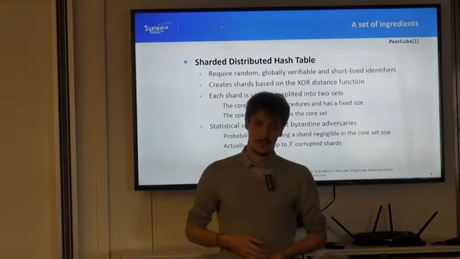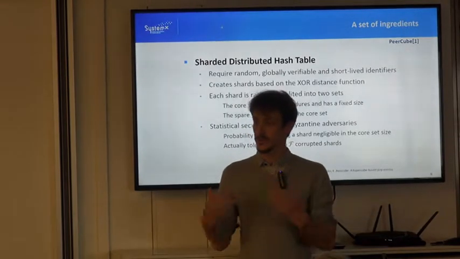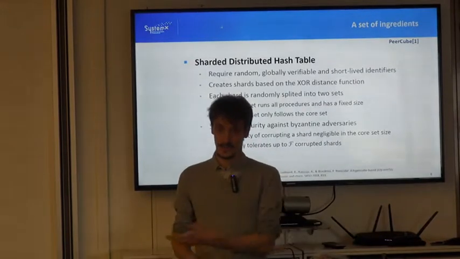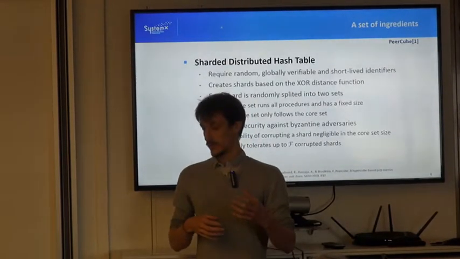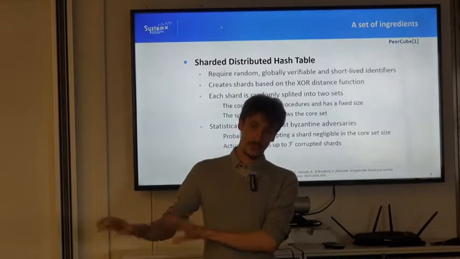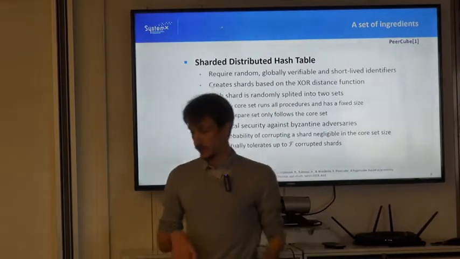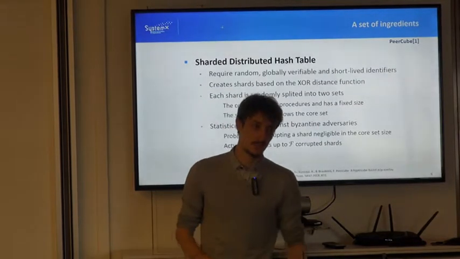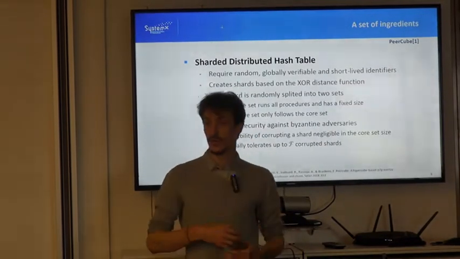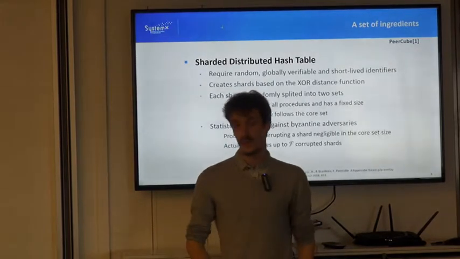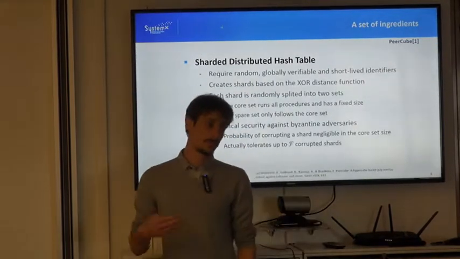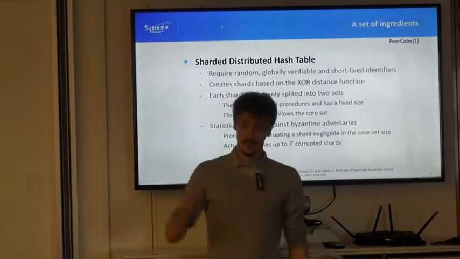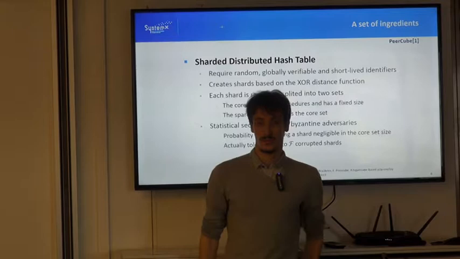If you remember Emmanuel's talk, the actual shard is made the same way that the blocks are split in Sycamore. But we won't go into the details here. What we have to remember is that each shard is divided into two random sets: the core set, which is essentially the committee that does everything, and the spare set, which is passive and follows the core set.